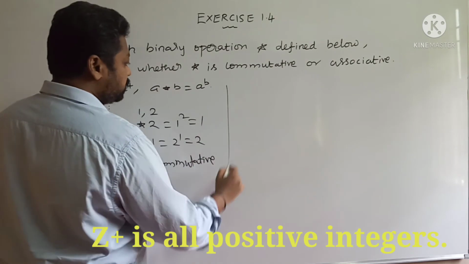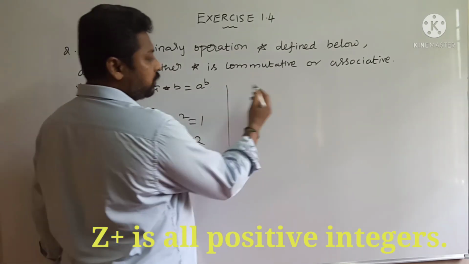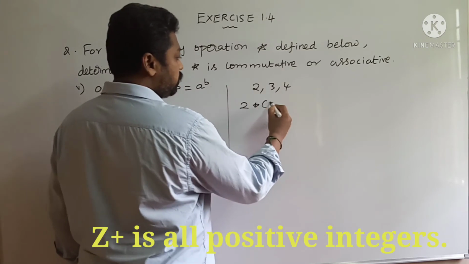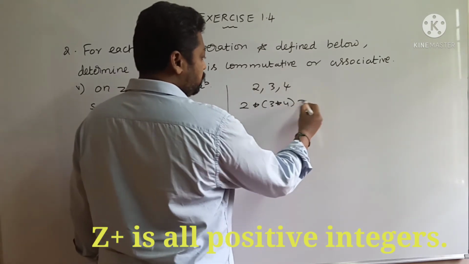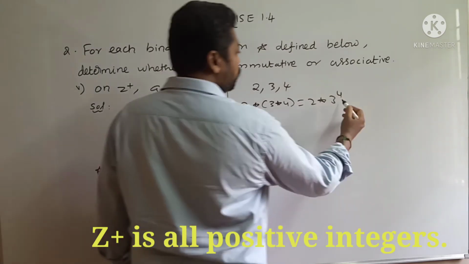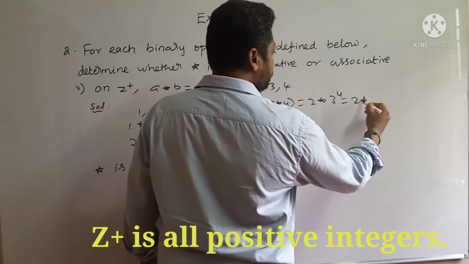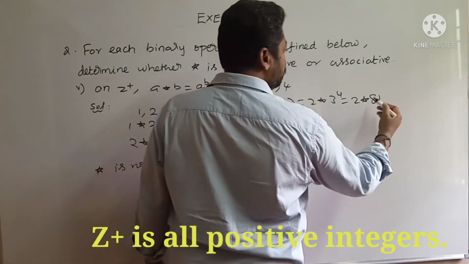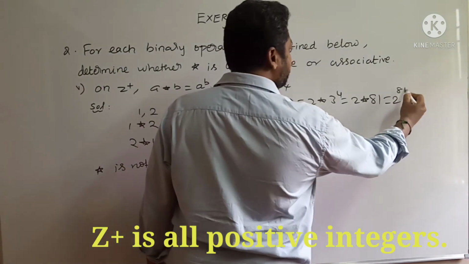Okay, so we'll check for associative. We'll take three different values 2, 3, 4. So 2 star (3 star 4) is equal to 2 star 3 power 4. So what is 3 power 4? 3 power 4 is 81. So 2 star 81 is 2 power 81.